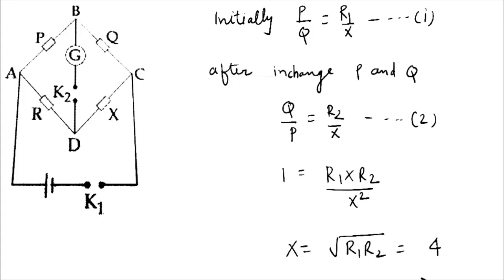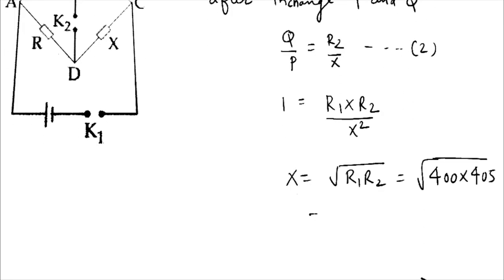The value of R1 is 400 and the value of R2 is 405. The square root of this is nearly equal to X equals 402.5 ohm. So it is our answer. I hope you understood this explanation. Thank you.